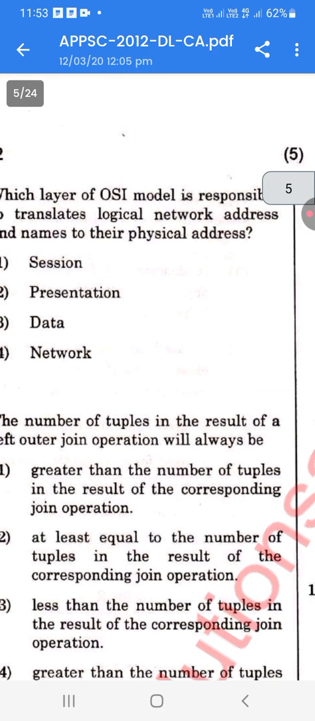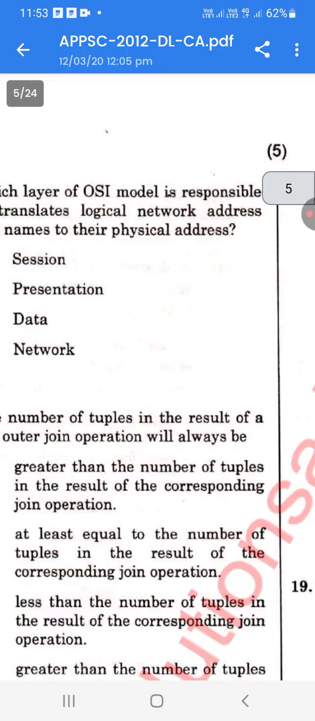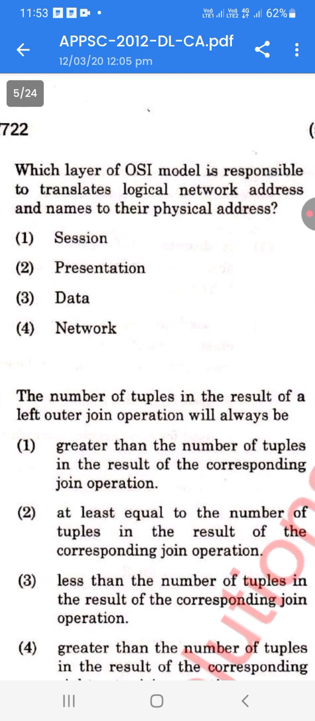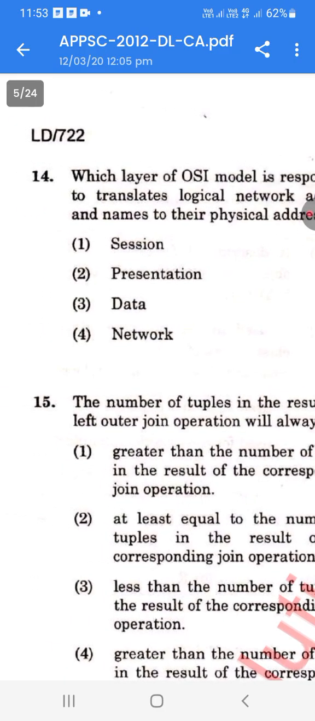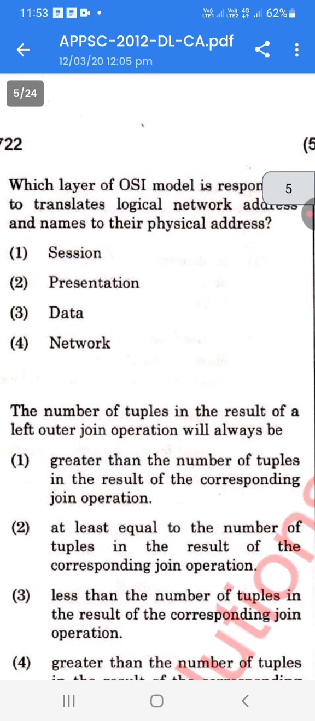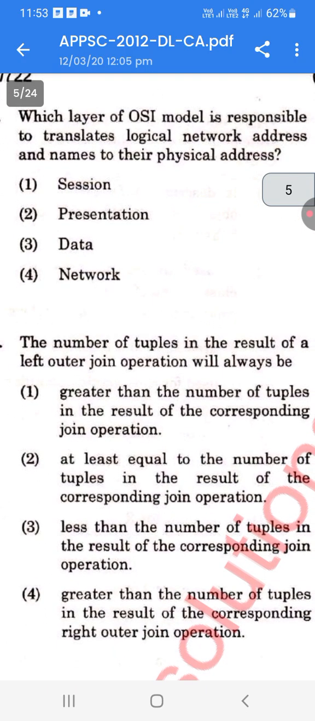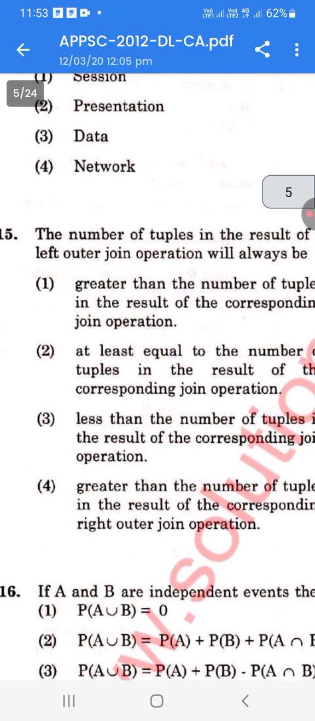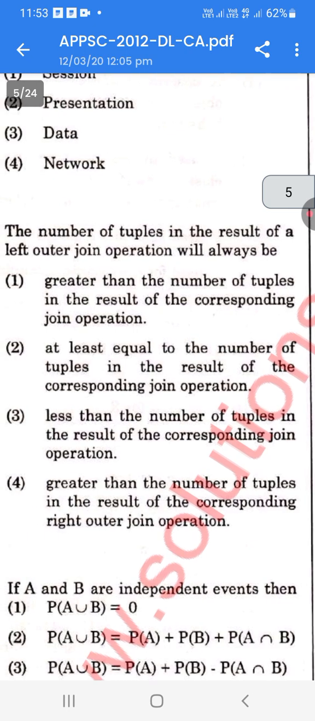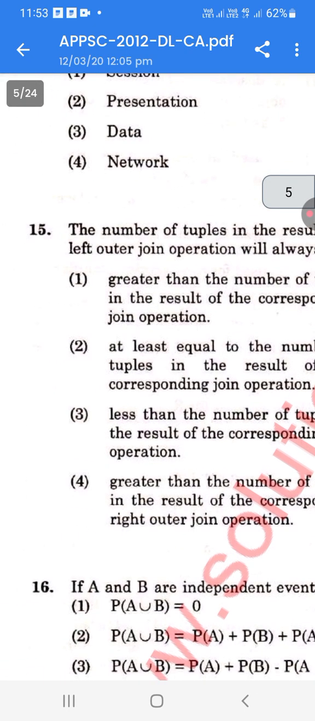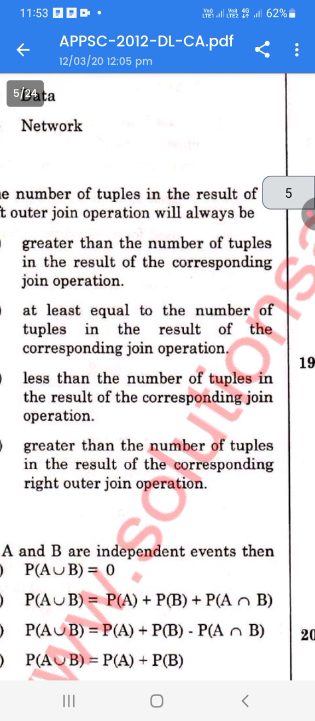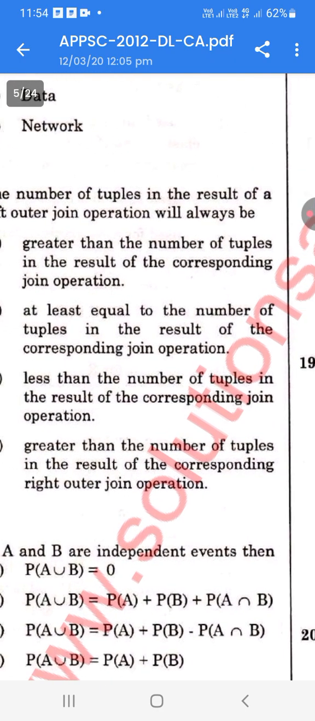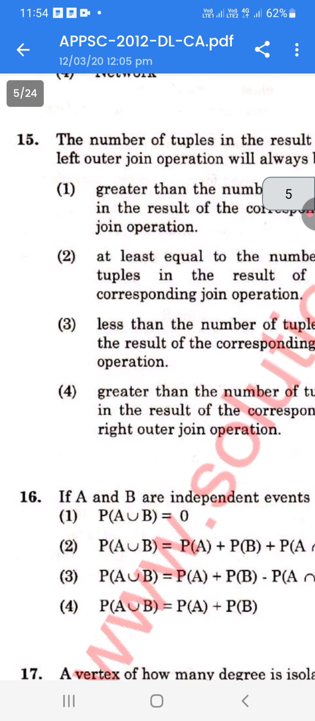14th, which layer of the OSM model is responsible to translate logical network address and names to their physical address? Answer is network layer. 15th one, the number of tuples in the result of a left outer join operation will always be at least equal to the number of tuples in the result of the corresponding join operation.